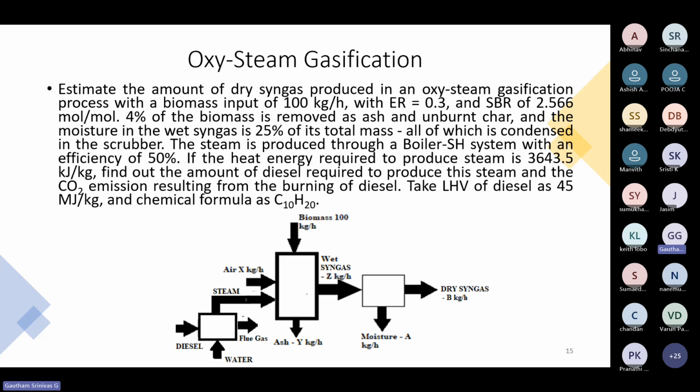Can someone take this reactor and establish its mass balance? Biomass plus oxygen plus steam is equal to wet syngas plus ash. Exactly. I've given the stream names here, X, Y, and Z. So you need to know what X is, what Y is, what Z is, and steam is also there, right? How do you find oxygen here?